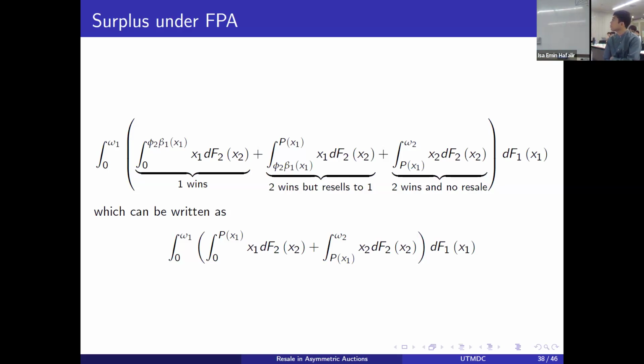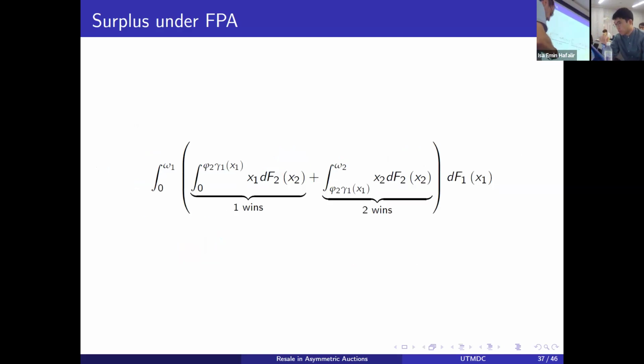Okay. For any value greater than this, the price chosen by 2 is going to be greater than x1, and therefore there will not be any resale. And therefore x2 will keep it. And in this region between this and that, the 2 wins but resells to 1. So we have these three expressions that need to be added up.